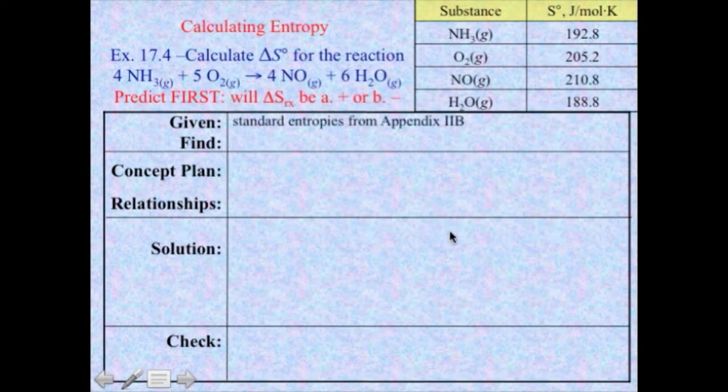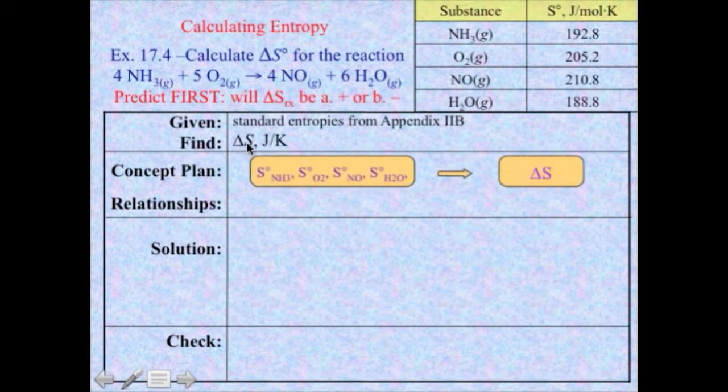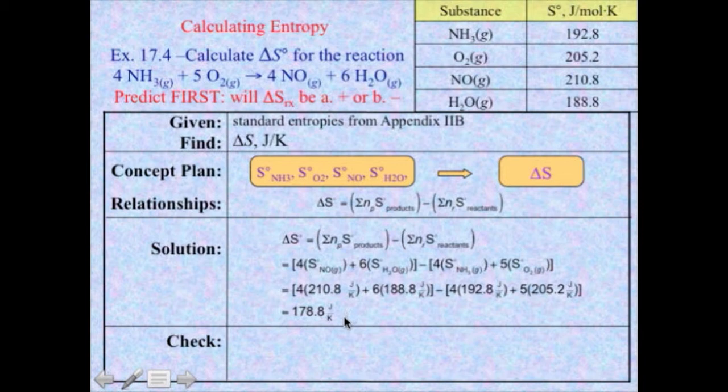Okay, here we go. We're given, of course, the standard entropies. We're going to find the change in entropy, and the relationship is that the change in entropy equals the sum of the entropies of the products minus the sum of the entropies of the reagents. Remembering that entropy is given in joules per mole K, if we have 4 moles of ammonia, we have to multiply 4 by the 192.8, because that's for 1 mole, and we have 4 moles of it, etc. for the other compounds. So here's the calculation. Did you get it? It's 178.8 joules per Kelvin.